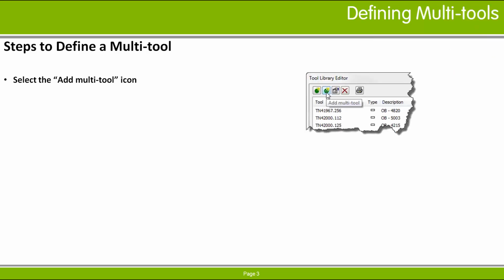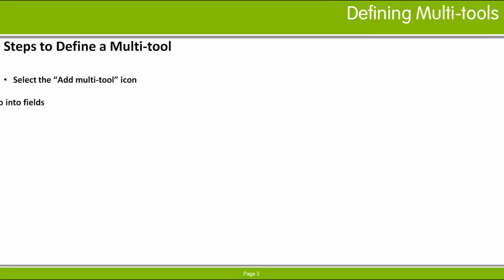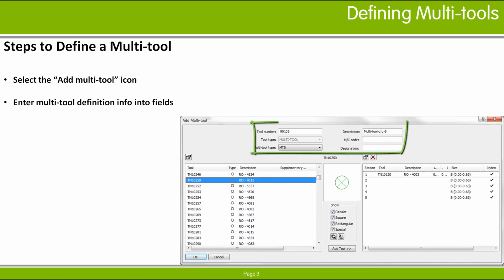Defining multi-tools is similar to defining any tool in Radan using the tool library editor. Select the Add Multi-Tool icon within the tool library editor to access the Add Multi-Tool dialog. The fields at the top of this dialog are also part of the multi-tool definition, including the tool number and description, and multi-tool type. The tool type is hard-coded to multi-tool automatically, and some machines also support MC code and designation values.